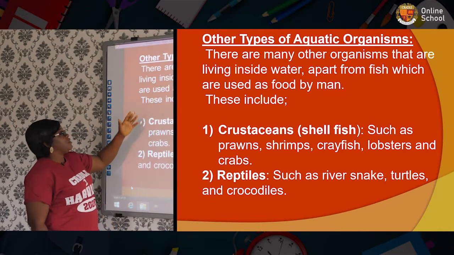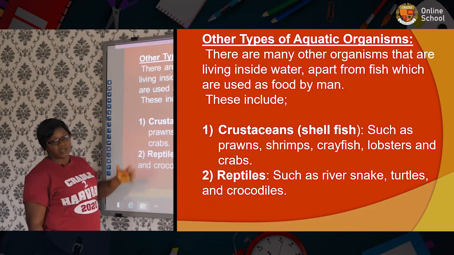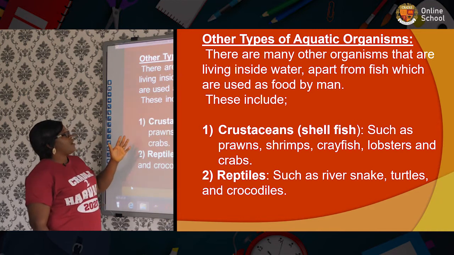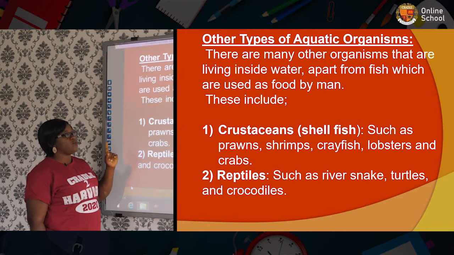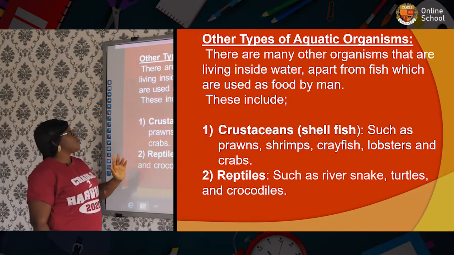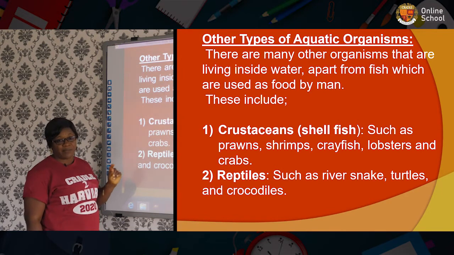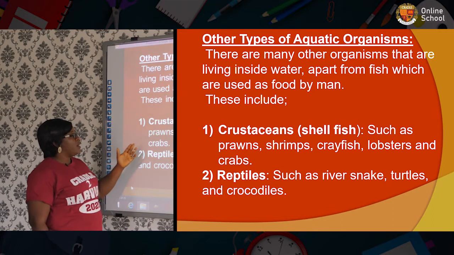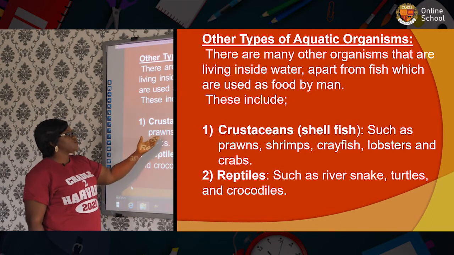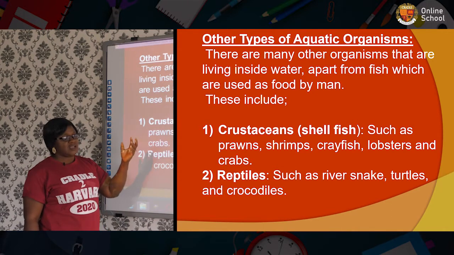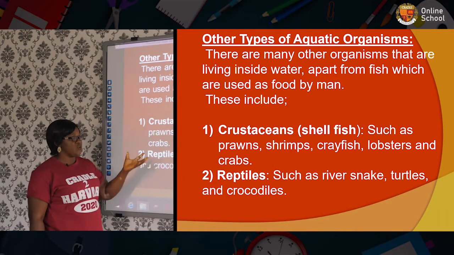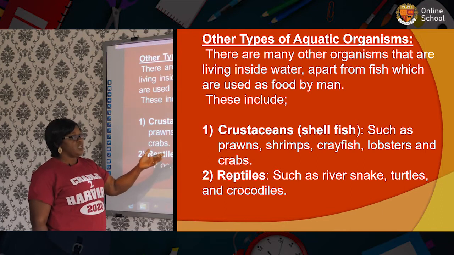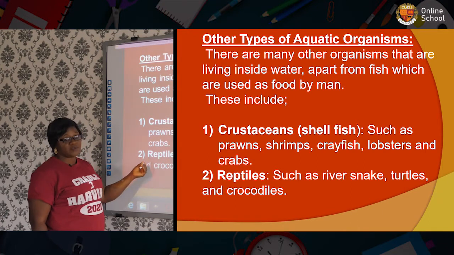Now let's look at the other aquatic organisms. There are many other aquatic organisms living inside water apart from fish, which are used as food by man. Number 1, we have the crustaceans. These are shellfish. Examples are the prawns, the shrimps, the crayfish, the lobsters, and the crabs.